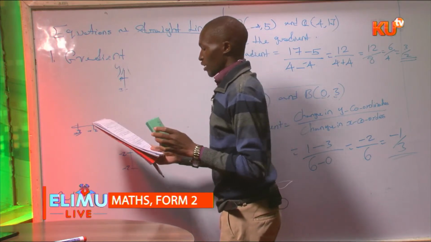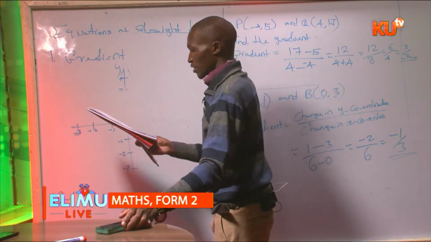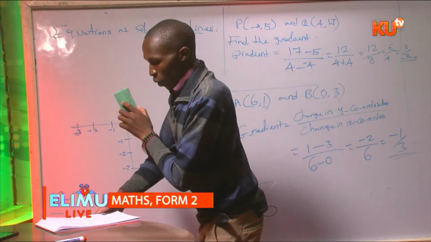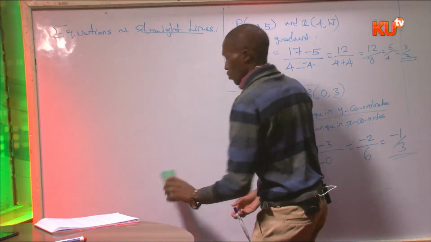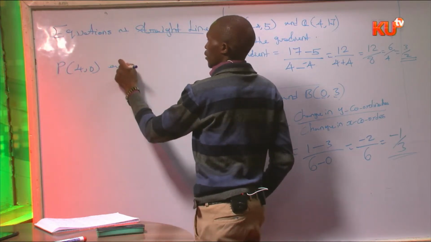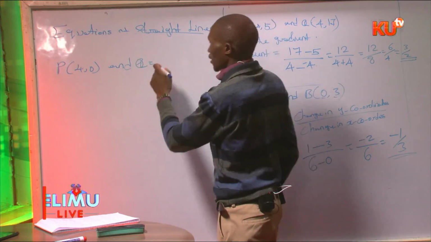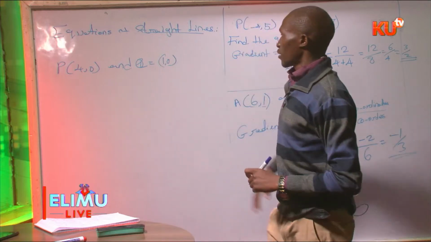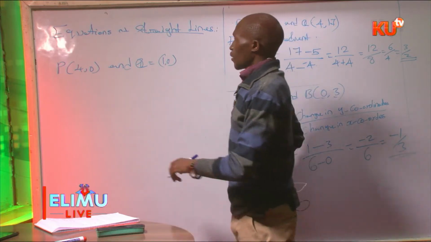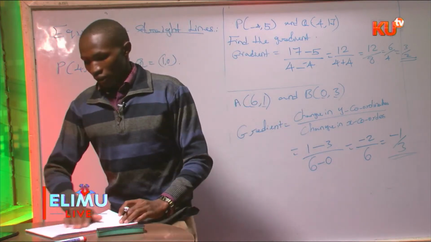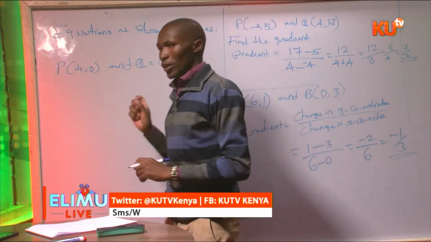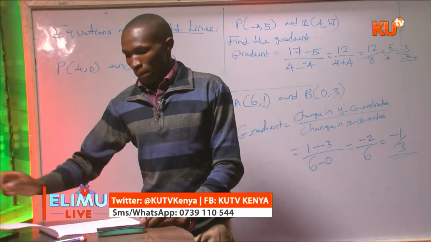Find the gradient of a straight line whose coordinates are 40 and 10. So let's say P equals 40 and Q equals 10. So there are your coordinates, 40 and 10. Think about that question, and the answer should be 0. So when you are done, make sure that your answer there is 0. So let's move on.